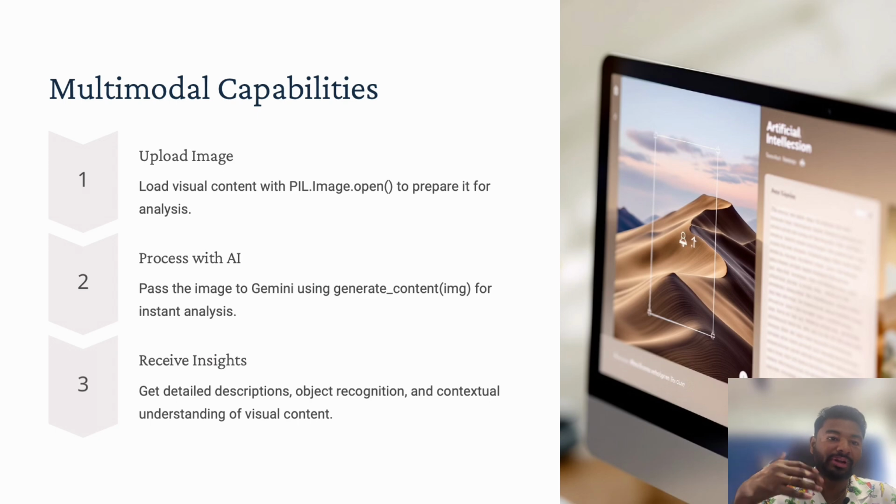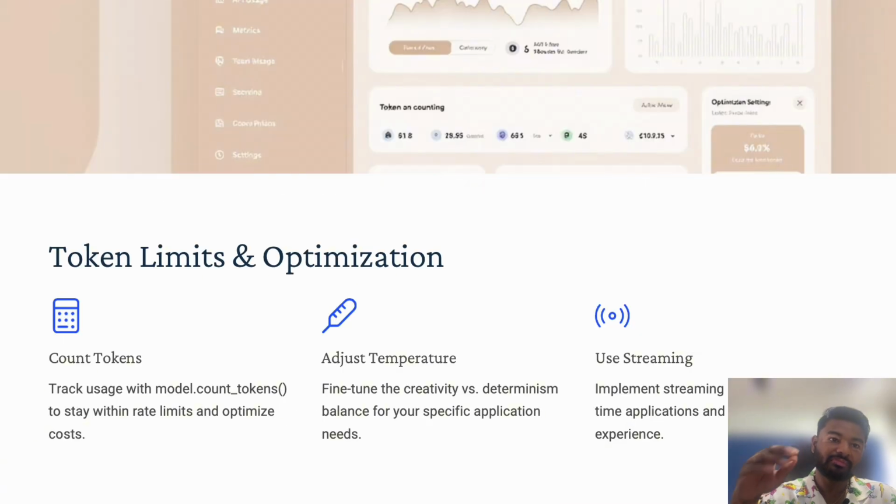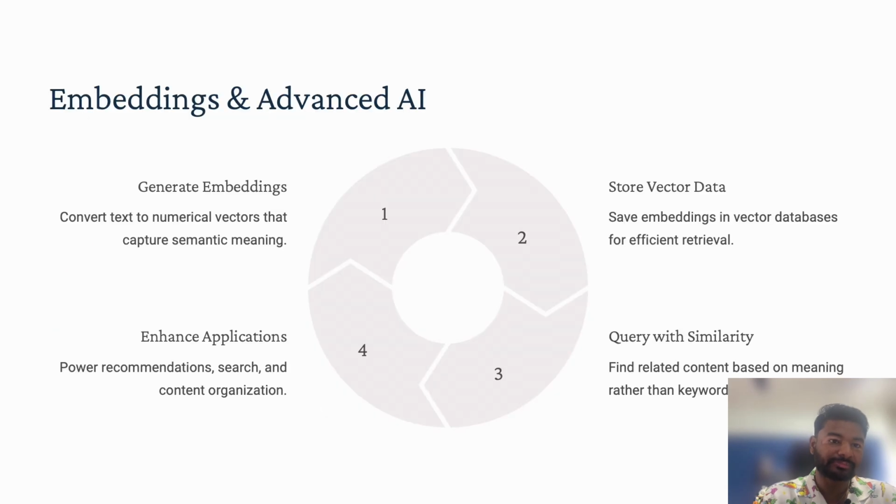Then I'm going to do multimodal capabilities, where I'm going to upload an image, and based on that image, the Google Gemini API is going to tell me what exactly that image is. It can give me a summarization also. I'm going to look into token limitation and token optimization. When we think about LLMs, we think about tokens, so we are going to see how to calculate your tokens.